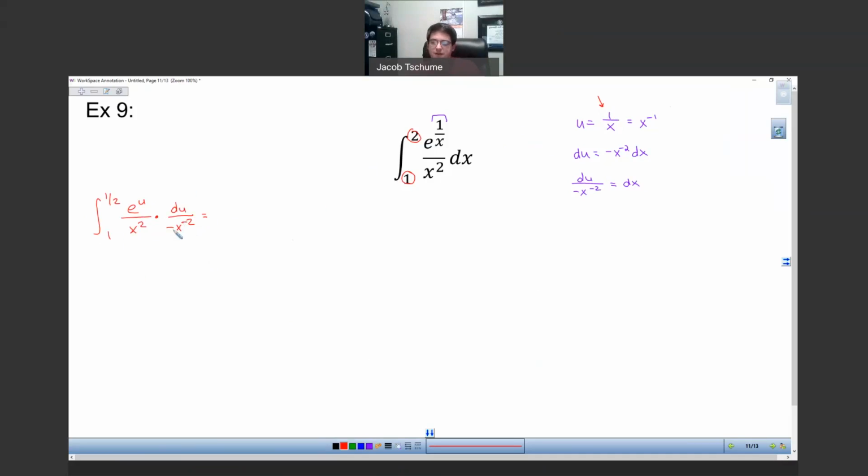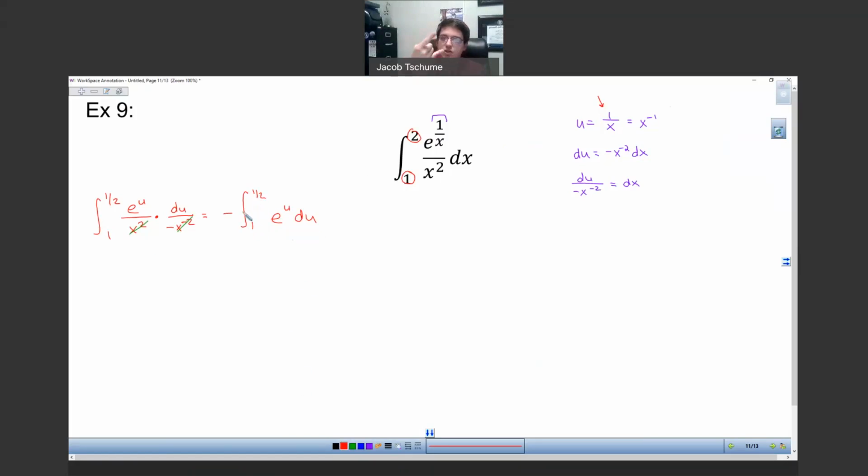The negative in front of this x actually just comes out front, and you're going to integrate from 1 to 1/2. x squared and x to the negative second actually cancel each other, and this just leaves you with an e to the u du. Now, one thing you will notice here is that your parameters are backwards. 1 to 1/2 is not correct. You must go from your lower parameter to your upper parameter.